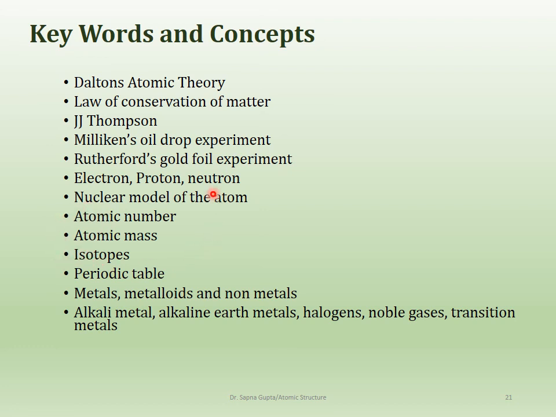These are all the different properties of any atom. And then you should know the periodic table. You should know the division of it in metals, metalloids, and non-metals. And then again, what all the different groups are called. You should know all of this. So this is your little bit of a key list.